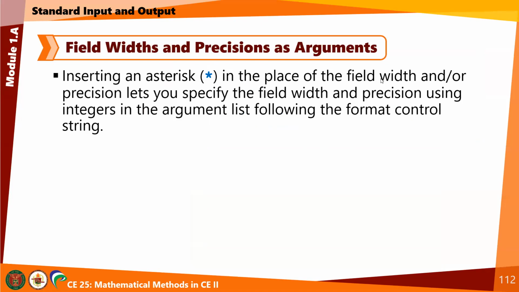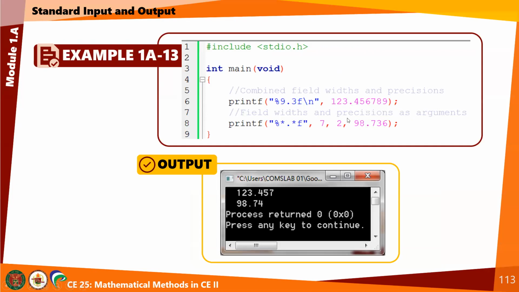Inserting an asterisk in place of the field width or precision lets you specify the field width and precision using the integers in the arguments. So, paano to? Ayan. Printf, asterisk, asterisk. Anong nangyari? So, 7, 2, 2 decimal places, right? And then print this one, 98.736. So what happens is that, ilan yun?